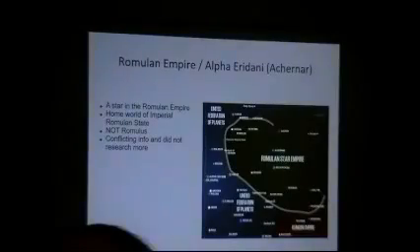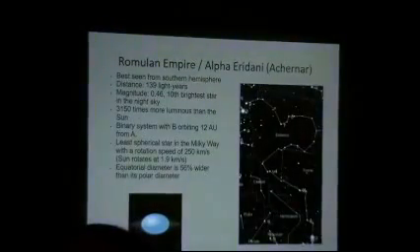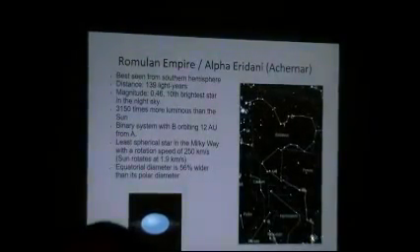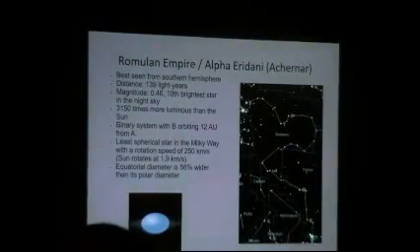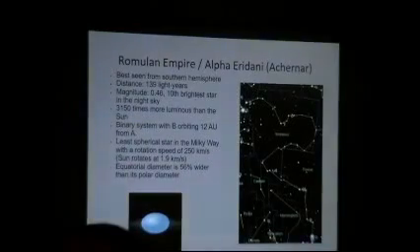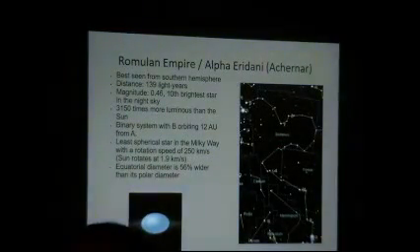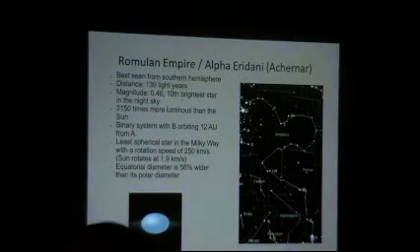Achernar, or Alpha Eridani. You can't find that object here. It's a southern hemisphere object down here. It's very bright, magnitude 0.46, a bright star in the sky. Very bright, about 3,150 times more luminous than the sun. And that too is a binary system.